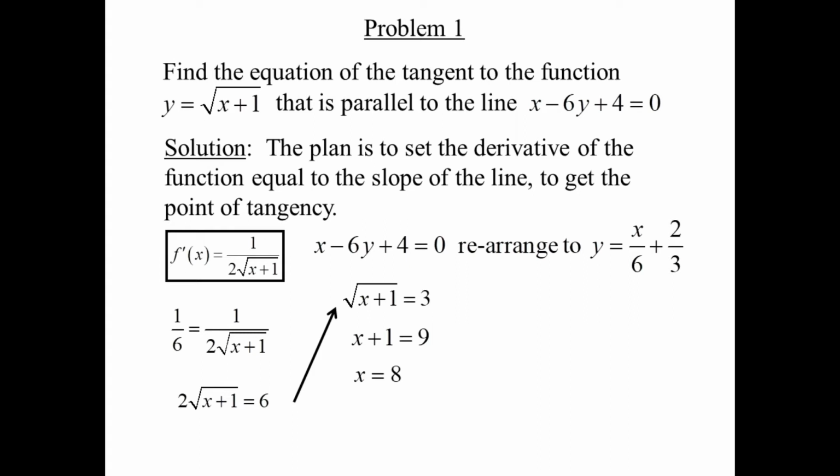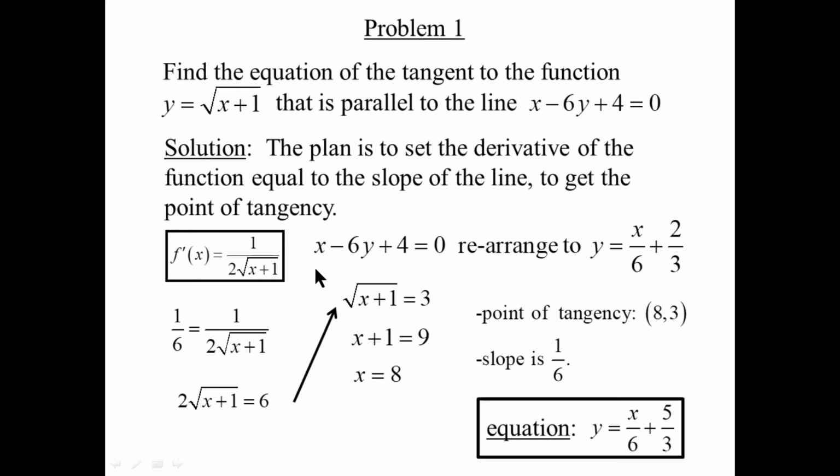Now we know that x equals 8, and y will be the result of subbing 8 into the function, and that will be the number 3. So our point of tangency is (8, 3), and the slope we know to be 1/6, and so we can easily find the equation of the tangent that's parallel to the line by using y equals mx plus b. Those details I will leave to you as an exercise to confirm that this is the equation of the tangent to the curve y equals root x plus 1 that is parallel to the line x minus 6y plus 4 equals 0.